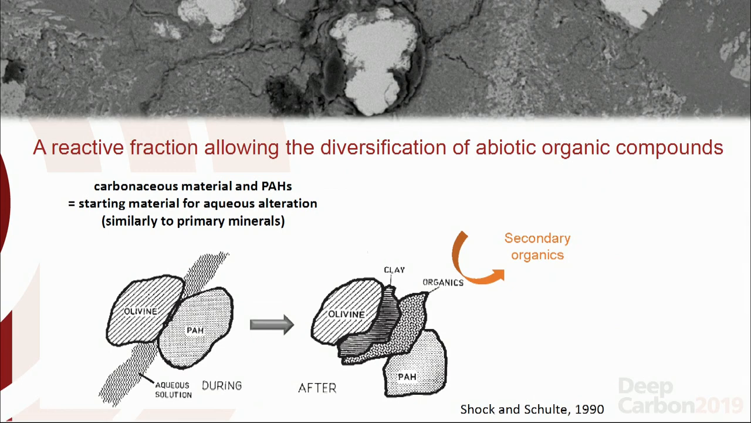But that means that maybe this is not a refractory component trapped in the deep earth. As was suggested in 2019 by Everett and collaborators in their Nature paper, maybe this is a reactive fraction that further allows the diversification of abiotic organic compounds. And in this schematic, it is illustrated that maybe this carbonaceous matter has to be considered as olivine here, and that during further hydrothermal alteration olivine will evolve into clays, and polyaromatic hydrocarbon or carbonaceous matter into different kinds of organics. And so what are these types of compounds? This is totally unexplored for the moment.